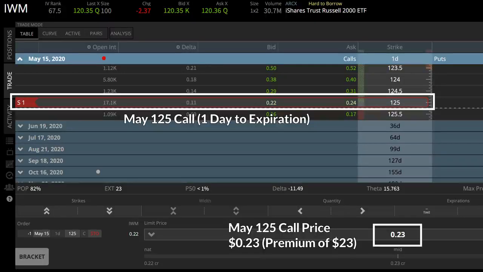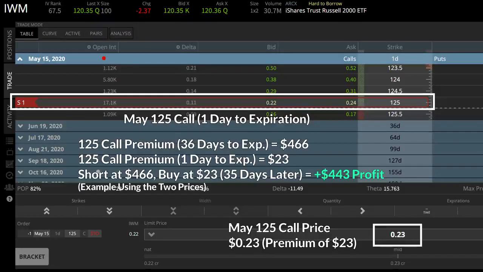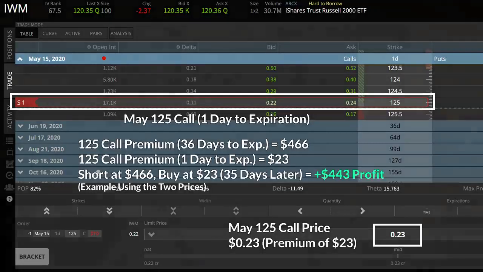So if I shorted this 125 call option, collected $466, and 30 days later, or when the option had 1 day left until expiration, the option was only worth $23 in premium, I could buy back the call option that I shorted and pay $23 to close the trade. And because of that, my profit on that position would be $443.